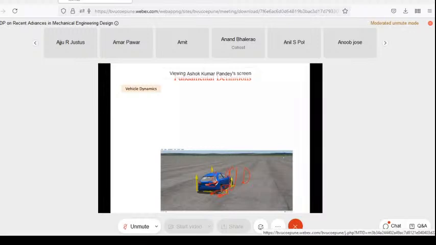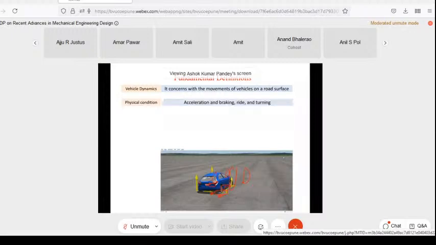Yes. So now let us look at the vehicle dynamics, how it appears. What is vehicle dynamics? Vehicle dynamics is basically concerned with the movements of vehicles on a road surface and the physical conditions that may be encountered. The vehicle can accelerate; you can apply the brake, which also means acceleration of the vehicle may happen. Then there is straight line motion, so steady state motion, straight line.